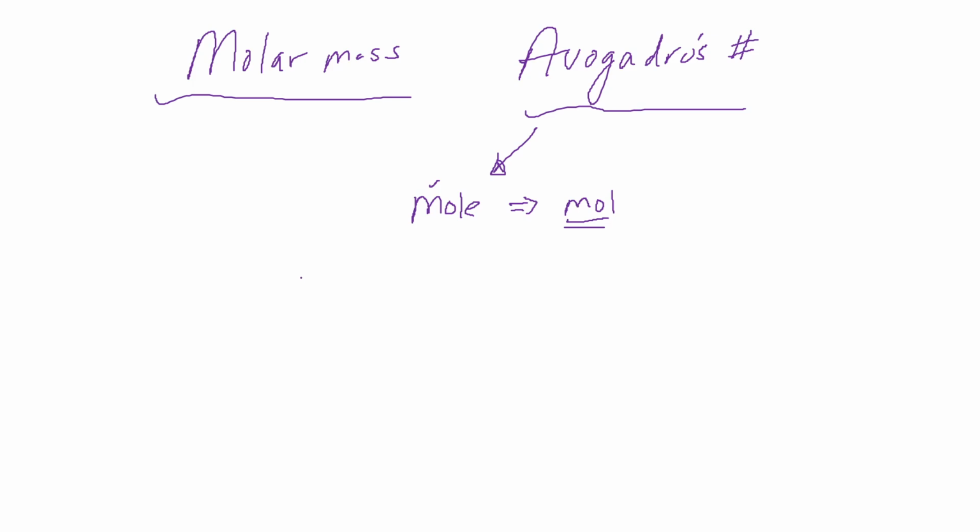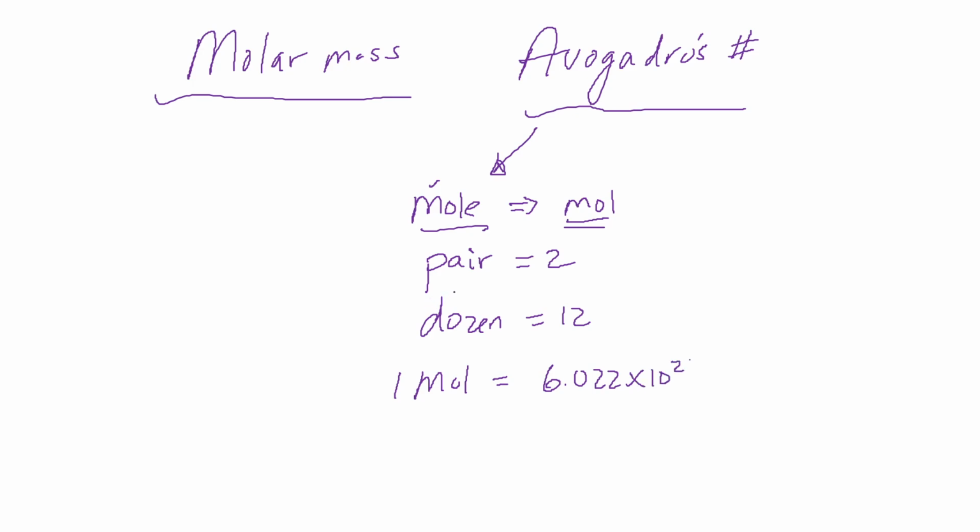So what is a mole? Well, a mole represents a certain amount of something. So for example, in our life, we know that when we say we have a pair of something, that equals 2. A dozen of something equals 12. And the same thing goes with a mole. When we have a mole of something, it actually does equal a number. 1 mole of something will equal 6.022 times 10 to the 23.